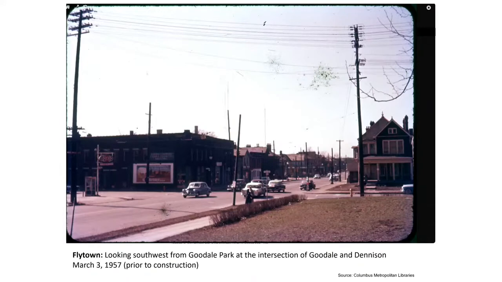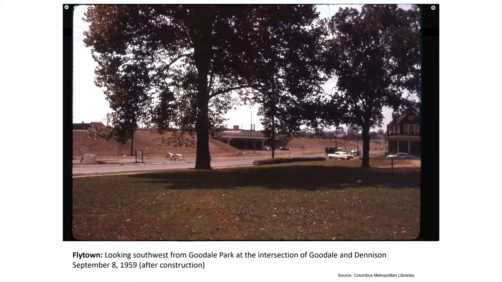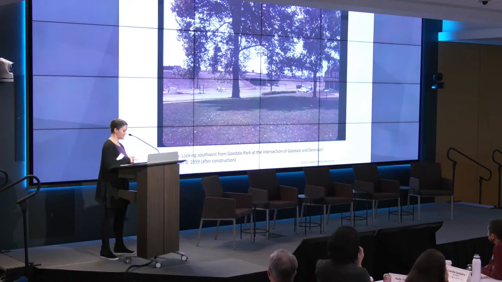Flytown is one of the neighborhoods that has been displaced and destroyed by the highway construction. The photo you see here is Flytown looking southwest in March of 1957. There's a park, homes, and businesses that can be seen. However, just 2 years later, the highway construction has not only decreased the amount of park space, but has also removed some homes, several businesses, and decreased the amount of wealth generation that Flytown could have experienced in the 2-year construction span and beyond.